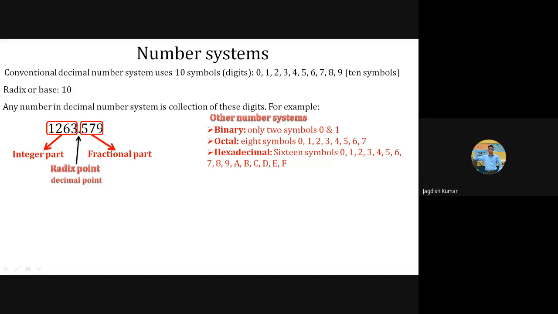Okay, so I hope you were able to get this: what is the binary, octal or hexadecimal number system. The base in case of a binary number system is 2, the base for the octal number system is 8, and the base for the hexadecimal number system is 16. Did you get the idea?